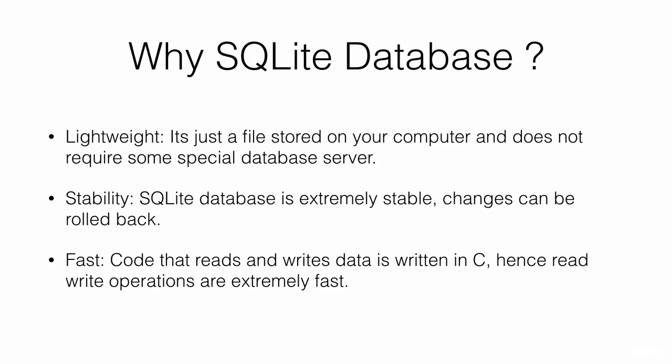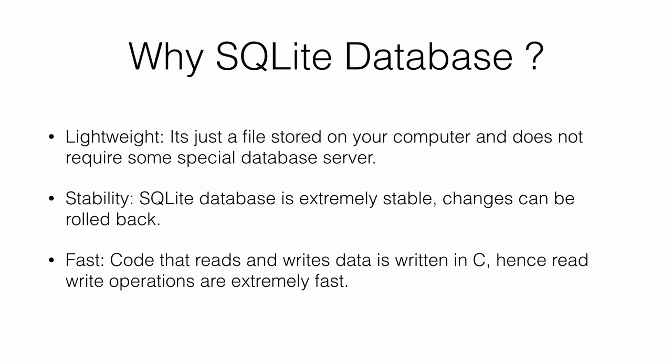That is the reason why many databases are extremely heavy. They need a lot of processing power and consume a lot of memory. But the SQLite database is simply a file stored on your mobile device, and there is no backend engine or special database server that serves you the data. The next most important thing about the SQLite database is its stability. It is extremely stable and changes can be rolled back. Rollback is one of the most important characteristics of any database, and SQLite provides the rollback functionality, which makes it one of the most stable databases available.